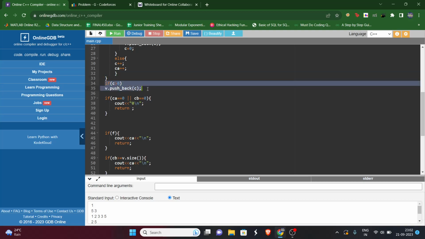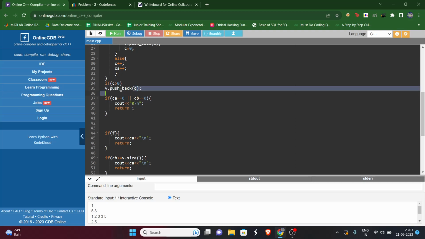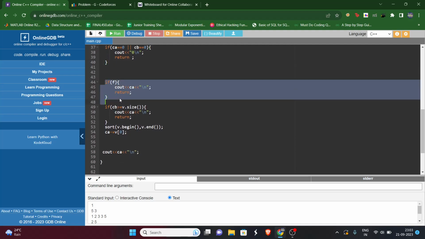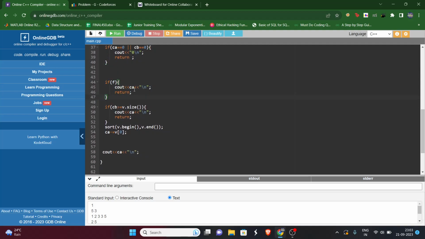Now if the loop ends and C is greater than 0, it may happen that in the end there were some A's, so we have to push that as well. Now if CA or CB equals 0, then we simply return 0 because no operation is possible. If F is true, that means there are two B's consecutively, so we simply return the total number of A's, which is stored in CA.